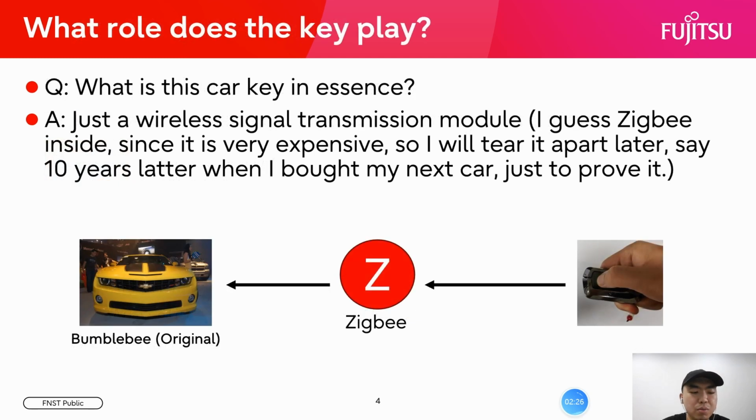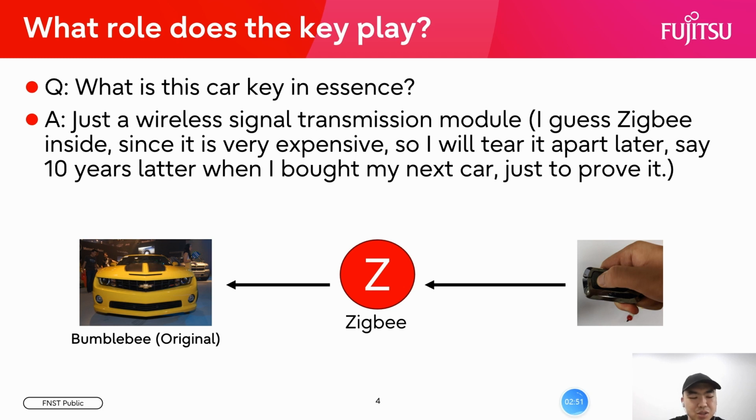Before talking about the solutions, I will analyze the essence of this car key. It is nothing but a wireless data transmission module. I personally guess that it is made of Zigbee. But because my key is too expensive, I plan to disassemble it later. I think in about 10 years. At that time, I can buy my next one.